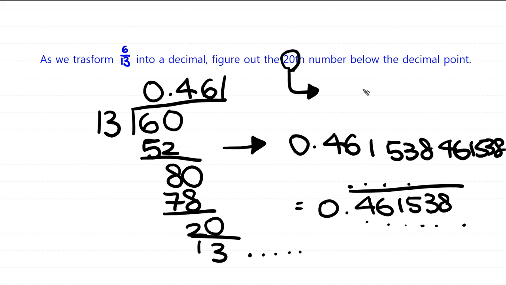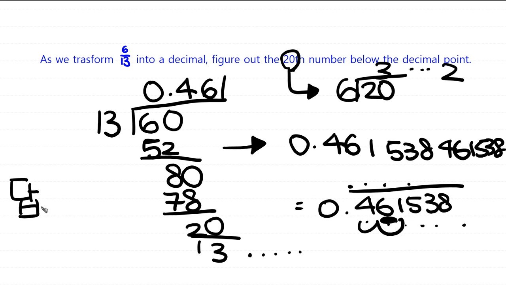So if you divide 20 by 6, actually let me rephrase, if you divide 20 by 6, we have 3, and then we have a remainder of 2. So if you shift 2 to the right in the cycle, we end up with 6. So our 20th number is 6.